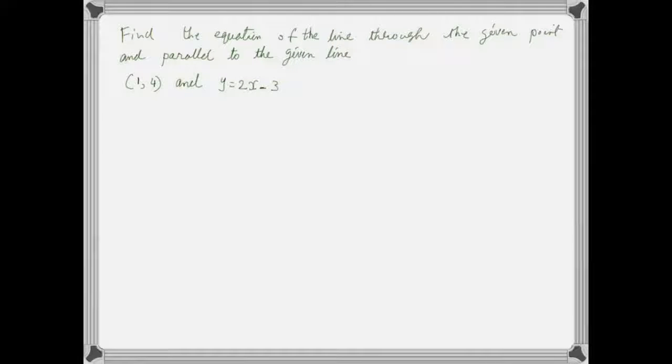Read the question. From this equation, you know that the slope is 2. Slope equals 2, because this is in the form y equals mx plus b. So m is the slope, and if you take a look at this equation, the slope is 2.